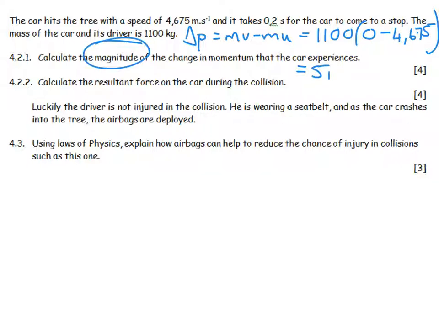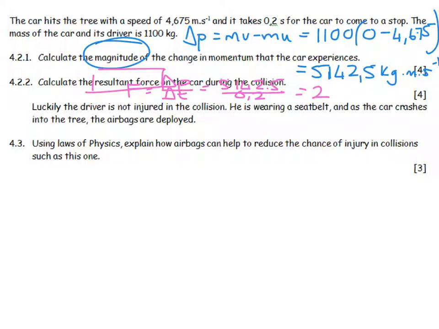They only want magnitude, so you don't need, 5,142,5 kilogram meters per second, so we don't need a direction. Calculate the resultant force during the collision. So F is equal to change in momentum divided by change in time, which is going to be 5,142,5 divided by 0,2 seconds, and I then get, and now I do need a direction because they haven't said magnitude, so it's 25,712,5 newtons, and it is the force on the car, so onto the car.